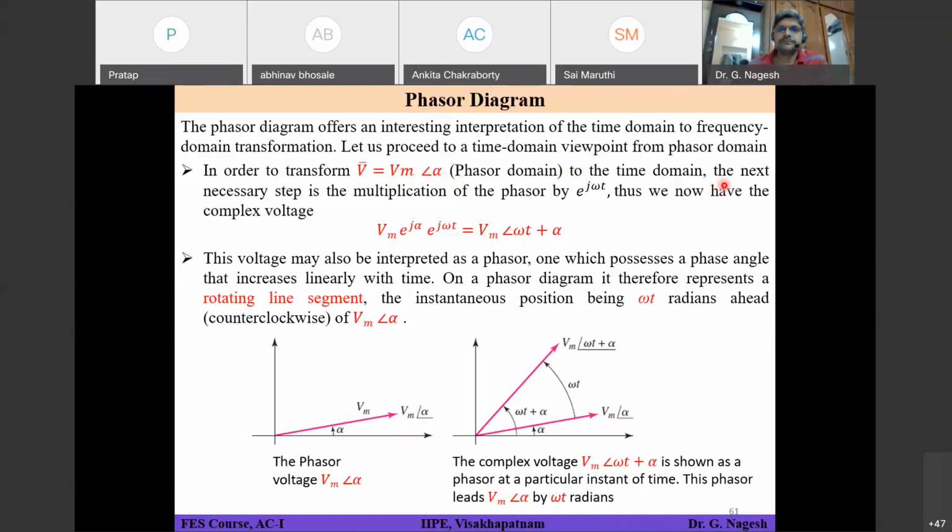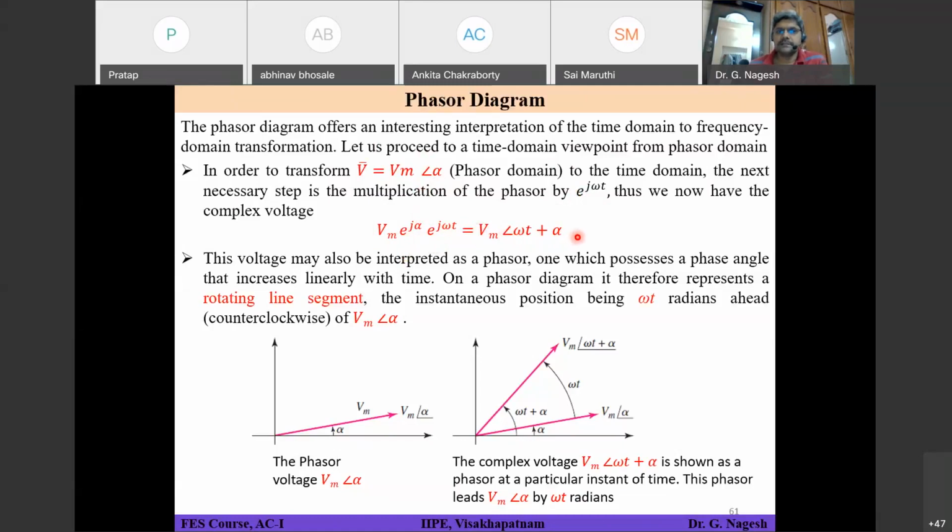So what you have to do, the necessary step, is to multiply with e power j omega t, because e power j omega t is present in your complex function. First you multiply the phasor with e power j omega t. Then this will be your expression: Vm e power j alpha, because alpha is coming from the phasor, and e power j omega t is already present in the circuit with respect to the source. If you write this in the form of a phasor, you get Vm at an angle of omega t plus alpha.